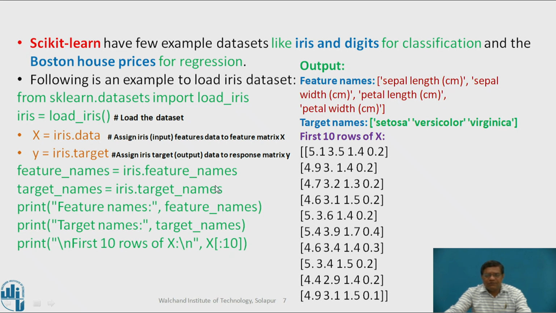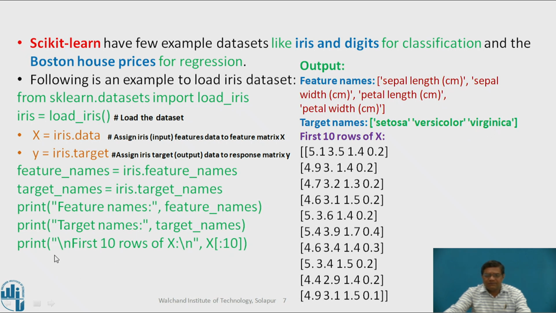Here we can see the feature names and the target names of this iris dataset by using the inbuilt feature_names and target_names. Here the feature names are sepal length, sepal width, petal length and petal width in centimeters, and the target names are the class labels of the iris flowers: setosa, versicolor, and virginica.